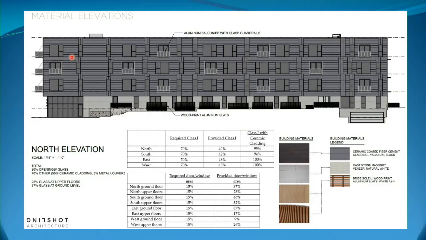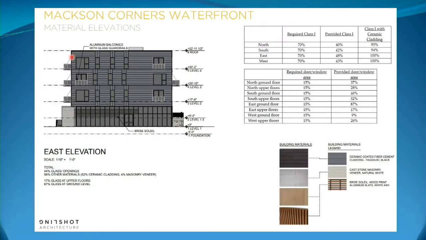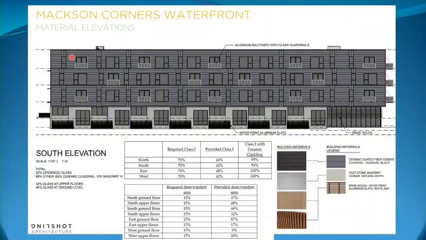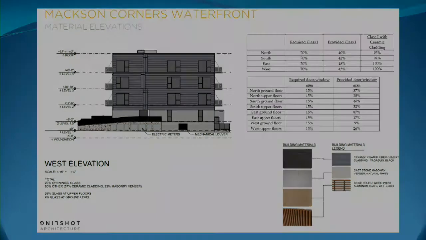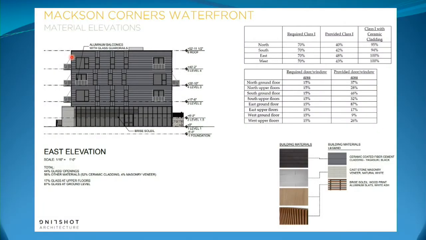The building facades, we have the north, east, south, and west elevations. So the Riverfront Overlay District requires 70% Class 1 materials on all facades, and the applicant is proposing to utilize the material that's being passed around right now, which is a ceramic cladding, to be utilized as a Class 1 material to meet that standard.